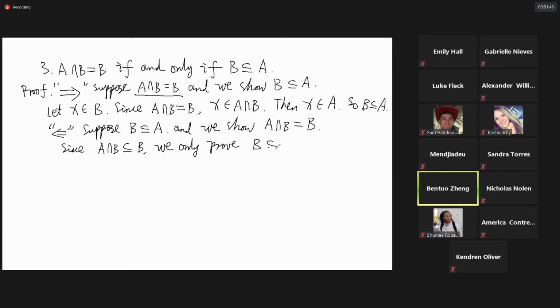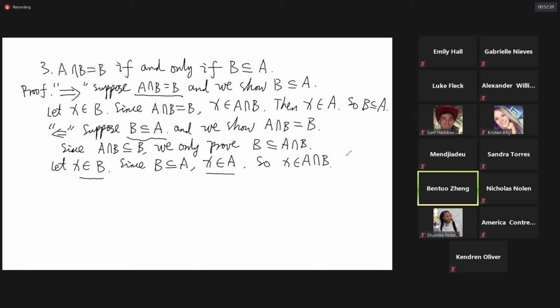B is containing A intersect B. So to prove B is a subset of A intersect B, we'll let X be any element in B. Now we use the condition: since B is a subset of A, then X is in A. Now X is in both B and A. So we have X is in A intersect B.